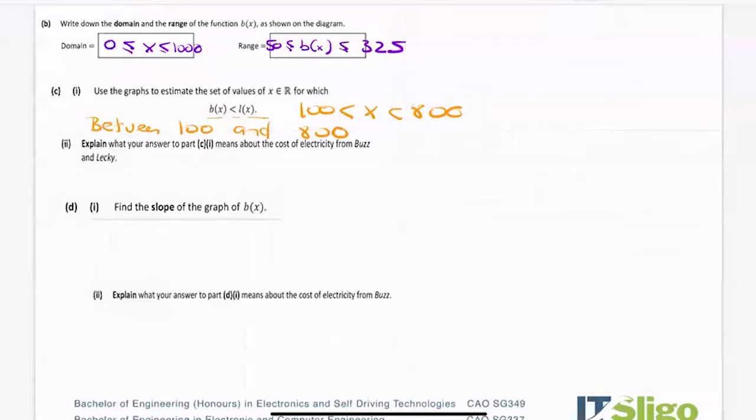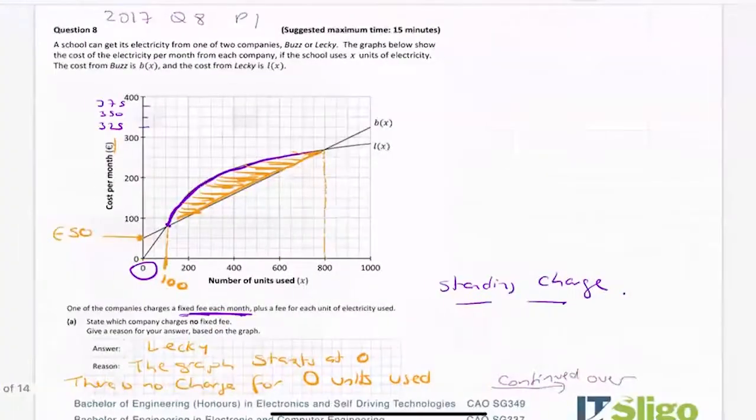Explain what your answer to part C, part 1 means about the cost of electricity from Buzz and Lecky. So in other words, they want you to explain that. What does it mean between here and here about the cost of electricity? Well, if B of X is less than L of X during this portion of the graph, then isn't Buzz cheaper? But outside of that, isn't Lecky cheaper?